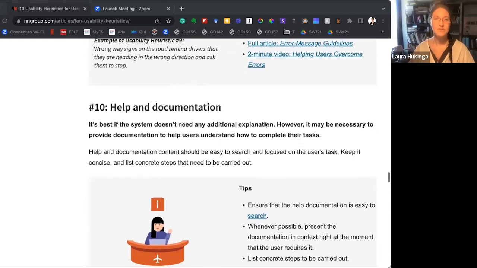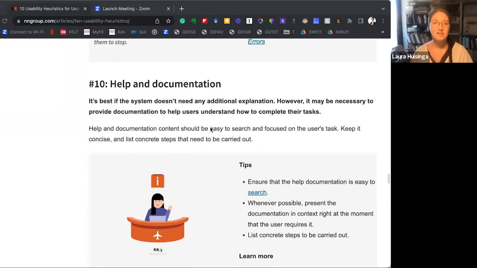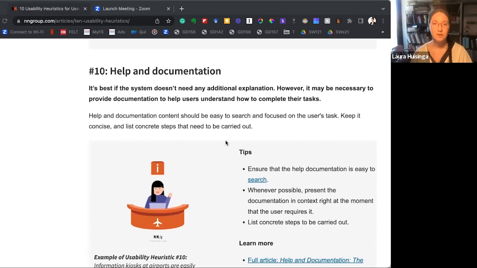And number 10, help and documentation. It's best if the system doesn't need any additional explanation. However, it may be necessary to provide documentation to help users understand how to complete their tasks, especially in a more complex product or service. Documentation is an incredibly helpful tool. Help and documentation content should be easy to search out and focus on the user's tasks. Keep it concise and list the concrete steps that need to be carried out.